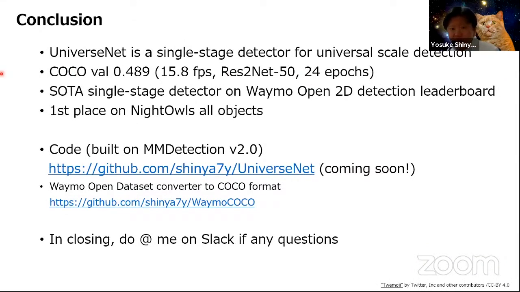In conclusion, UniverseNet is a single-stage detector designed for universal-scale detection. It achieves 0.489 AP on COCO, and it's sufficiently fast and trained with 24 epochs. UniverseNet is a state-of-the-art single-stage object detector on the Waymo Open 2D detection leaderboard, and achieves first place on NightOwls all objects. The code is built on MMDetection version 2.0.